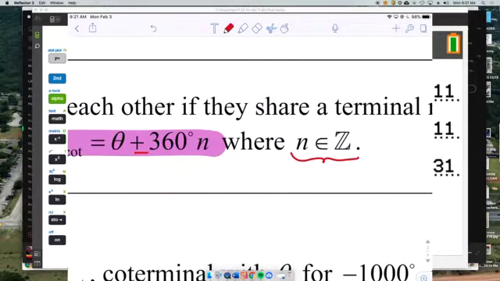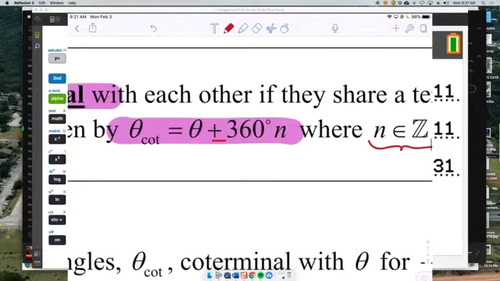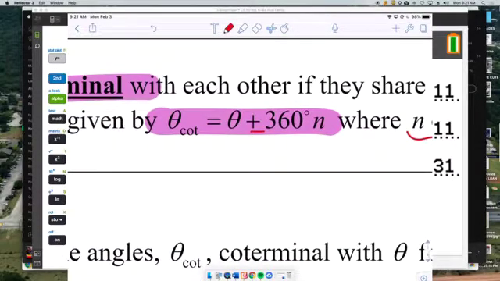Now, according to this definition, can an angle theta be coterminal with itself? According to this definition, can an angle be coterminal with itself? Sure. All right. In that case, what's the value of n? 0, right? 0 is an integer. So when n is 0, theta coterminal equals theta. Can you share with yourself?